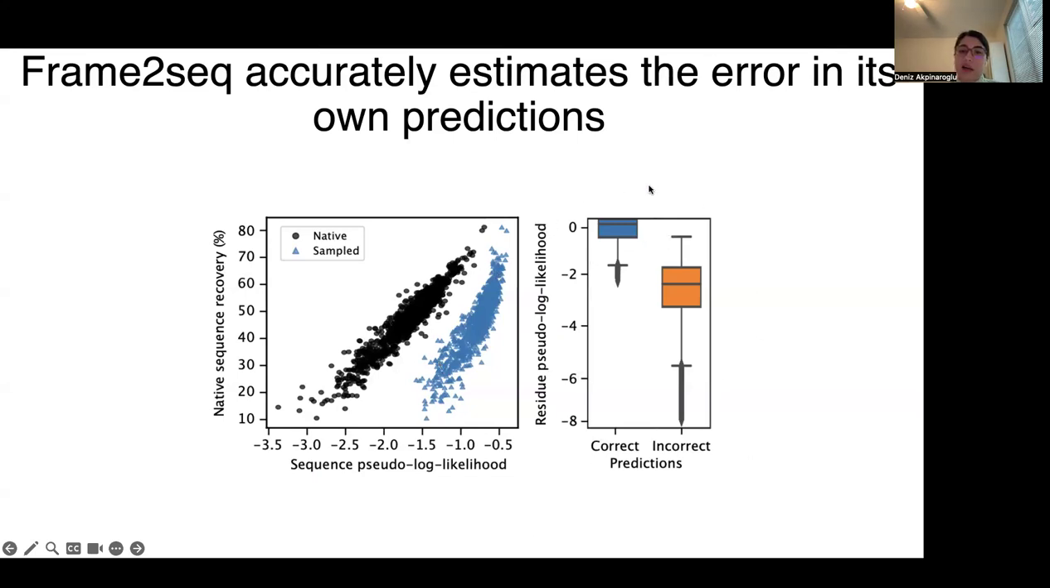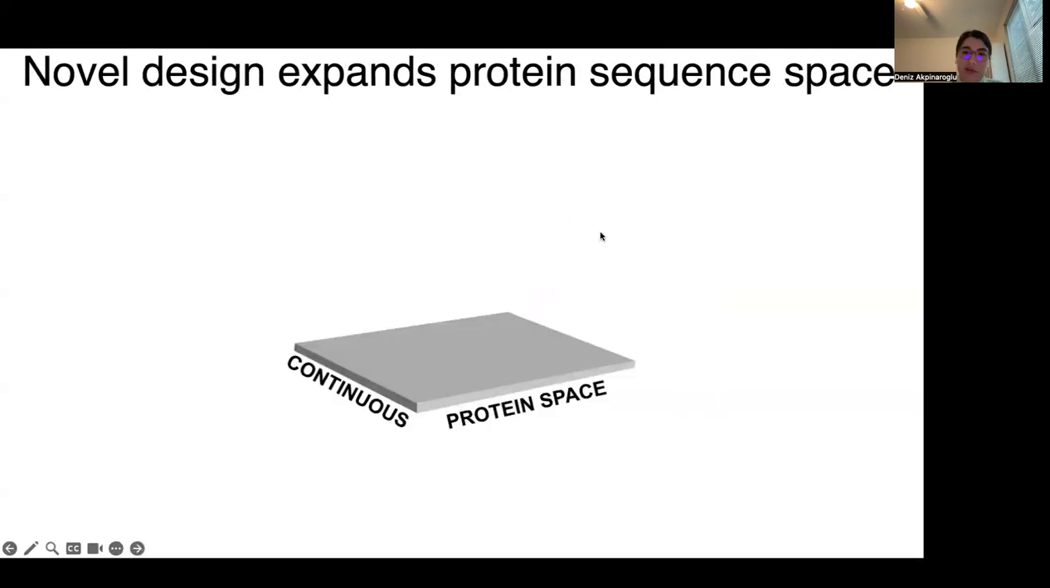And then this is essentially a binary way of showing it at the residue level. So in this case, correct just means native sequence was recovered. Incorrect is it wasn't. So between all of the predictions, whether they're correct or not, if you look at the residue's own score, what we see is that it's also very easy for Frame2seq to tell apart when it has gotten a single position correct or incorrect, which is also very useful if you're using it to figure out, just by a quick scoring pass, which residue positions are most likely to be of good quality and you don't want to change them versus the other scenario.